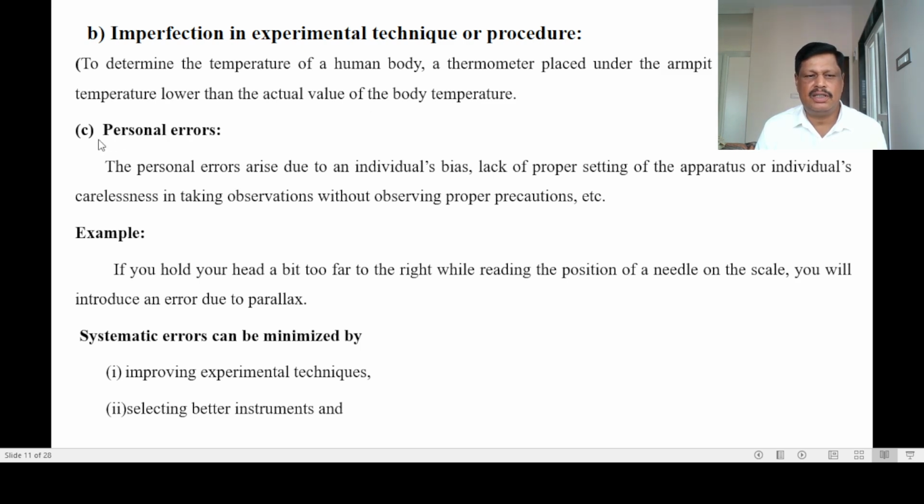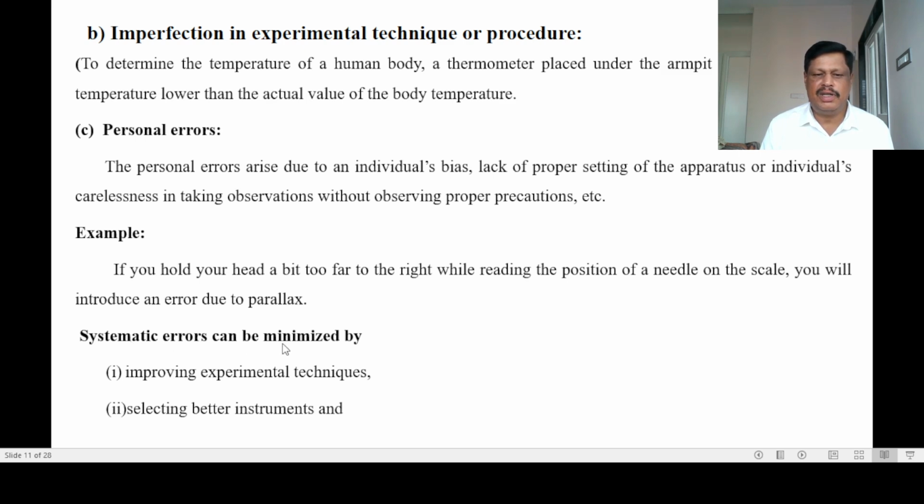The third one is personal errors. Personal errors arise due to an individual's bias, lack of proper setting of the apparatus, or individual's carelessness in taking observations without observing proper precautions, etc. For example, if you hold your head a bit too far to the right while reading the position of a needle on the scale, you will introduce an error due to parallax.